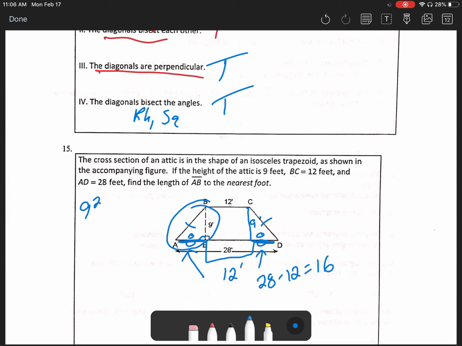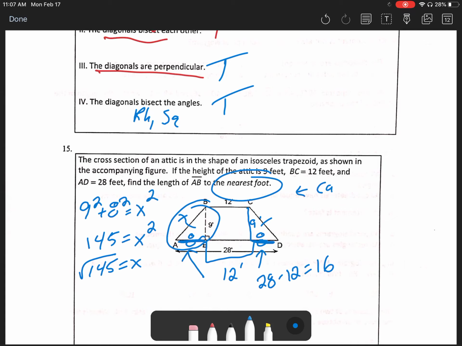What you see is you have your right triangle here. Leg squared plus leg squared equals, I'm going to call this x, hypotenuse squared. So you square all that and add it. 145 is equal to x squared. X is equal to radical 145. It says to the nearest foot, so that means you put it in your calculator versus simplest radical form, and you get 12 point something. So it rounds to be 12 feet.